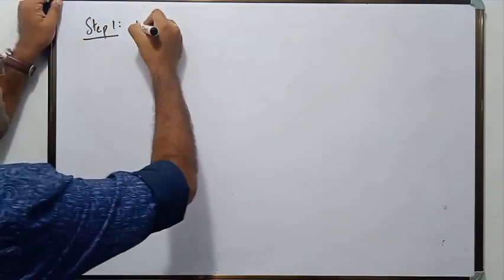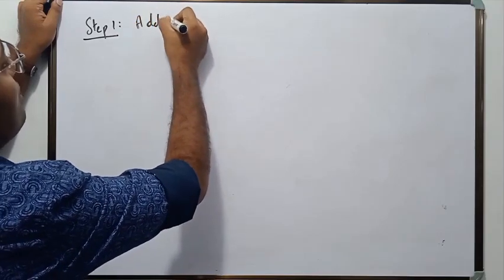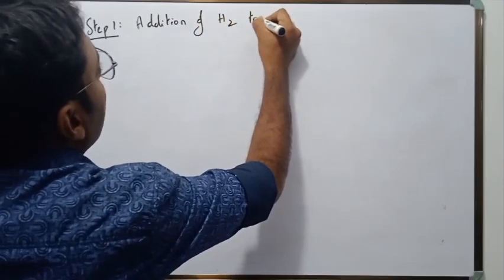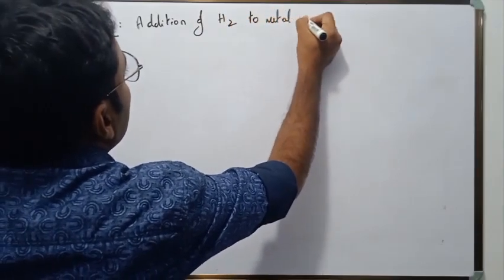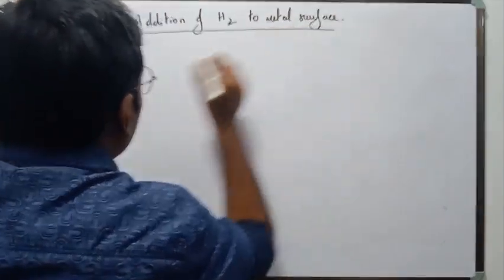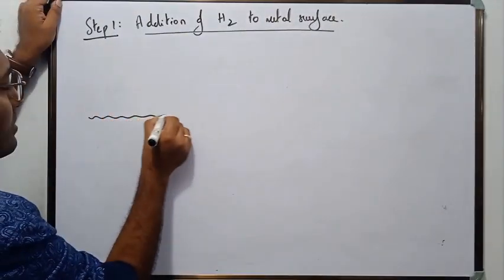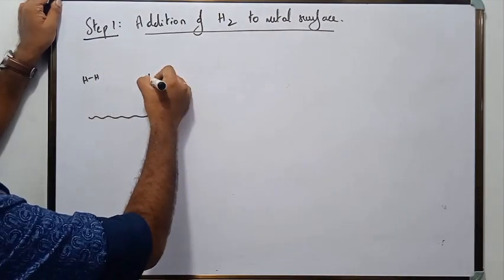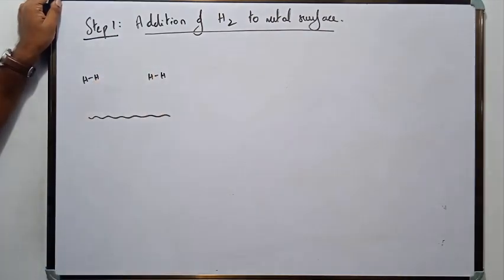Step number one, addition of hydrogen to metal surface. So we have got palladium metal here, correct? And hydrogen, we are pumping hydrogen. So hydrogen is coming near to the metal surface. Fine. Now what would happen?